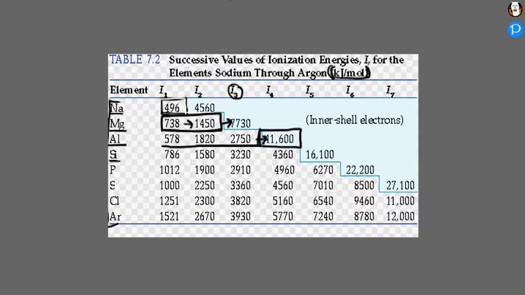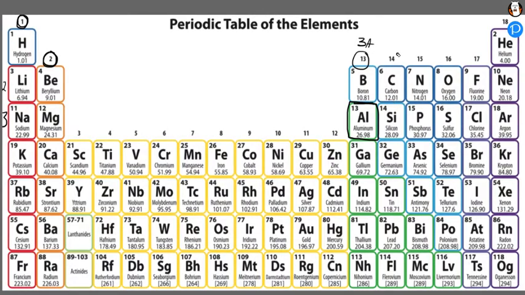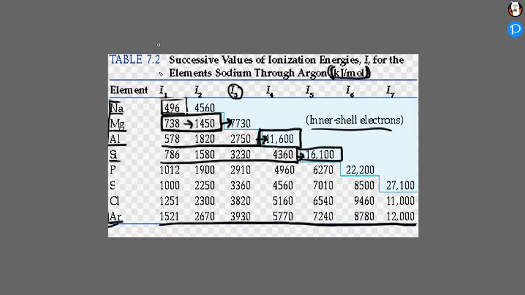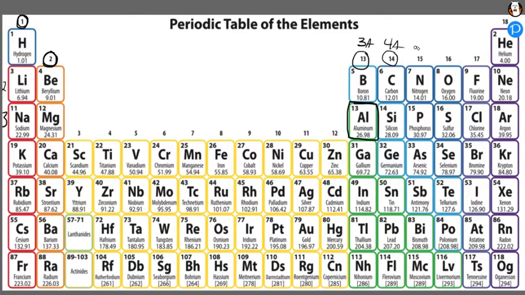Silicon, which is in group 14, has 4 valence electrons, right? And so those first 4 are relatively easy to remove, but then once I get past that, those inner shell electrons are very difficult to remove, all the way until we get to, right, argon. All 8 of those valence electrons are very difficult to remove, right? And so that's the pattern that we see, is that how many valence electrons you have.